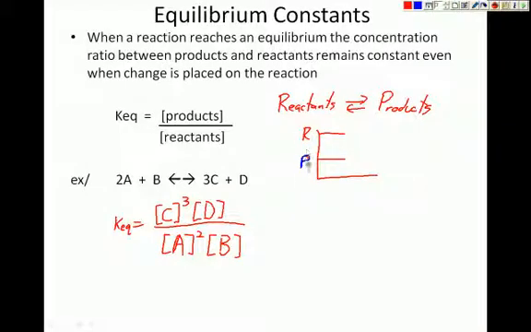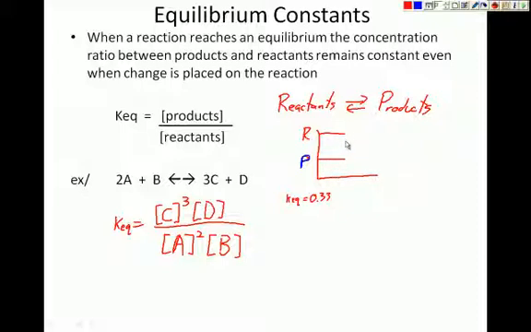Now in this particular case, products is much lower than the reactants, so our Keq might be something like, let's pretend our Keq equals 0.33. It's about maybe a third of this height. So our Keq for this pretend reaction right here is 0.33.